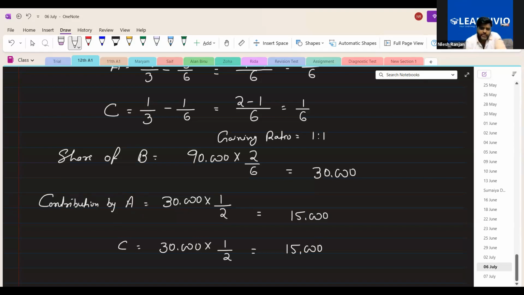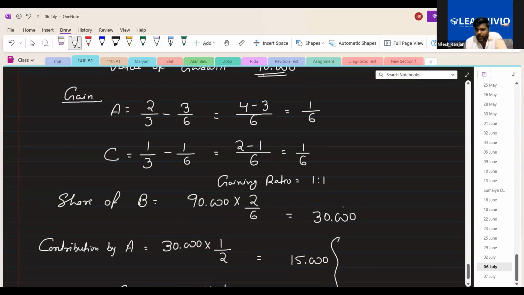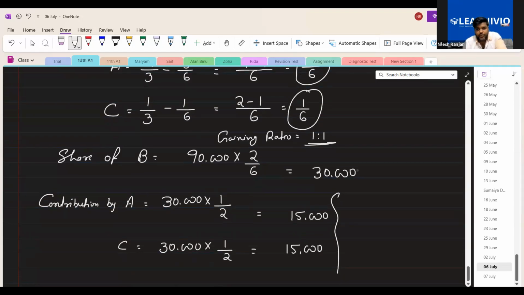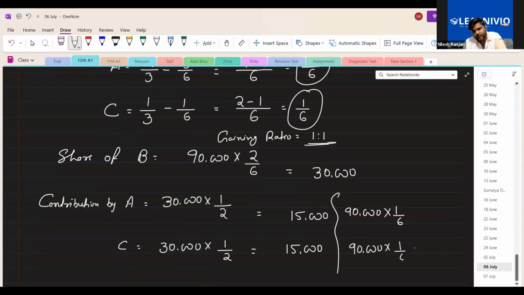Actually, it can be calculated in a different way also. You can use the amount of retiring partner's share and then multiply it with the ratio, which is 1/2. But you can use the gain also, 1/6. For that purpose, you need to use the total amount of the firm's goodwill. So 90,000 into 1/6 is 15,000. The amount will be the same, but it can be calculated in this way also.